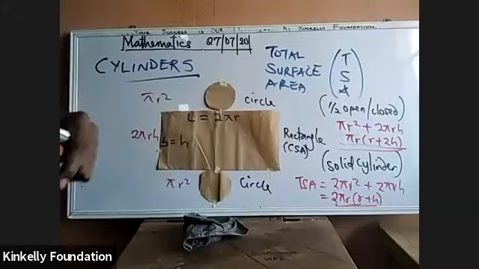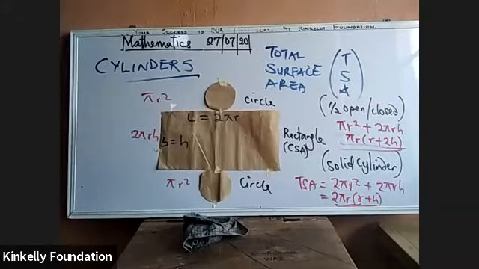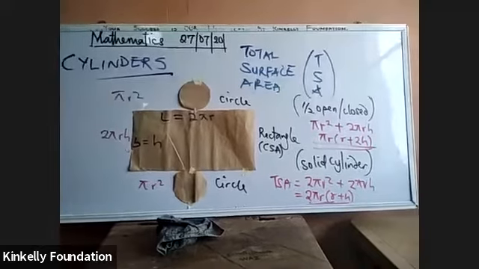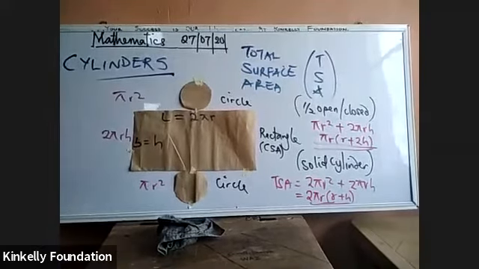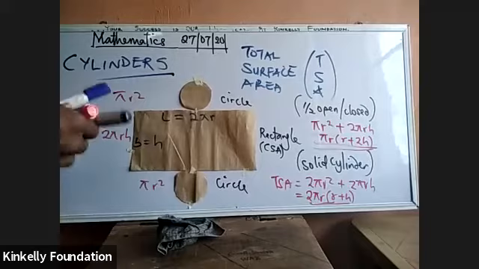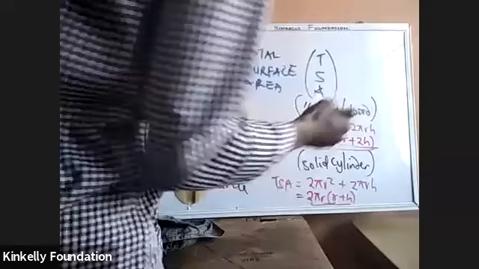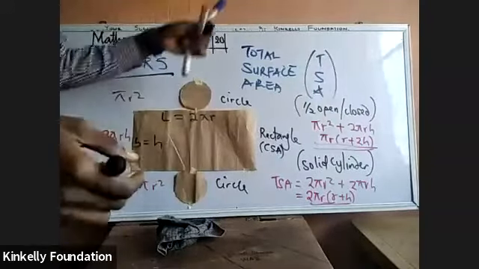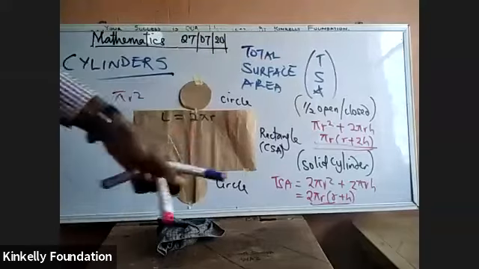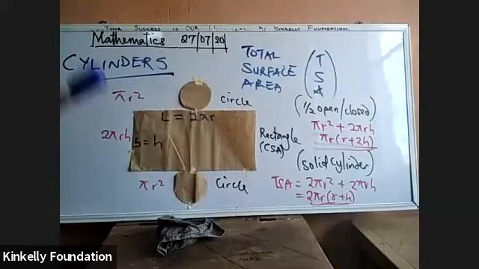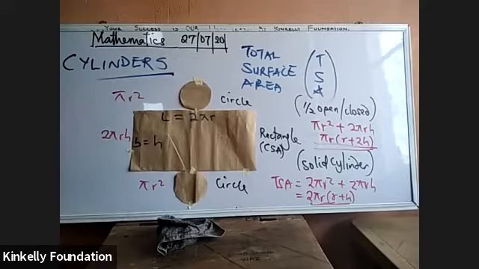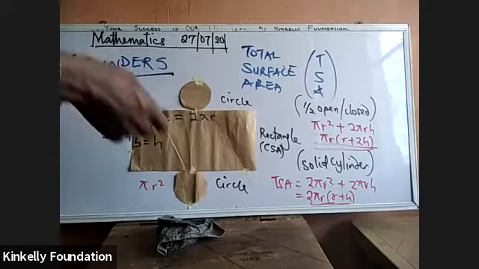Now, the other one is when it is a hollow cylinder. It is open at both ends. When it is a hollow cylinder, the TSA is equal to the CSA. That is it. When the cylinder is open at both ends, the TSA is the same thing as the curved surface area.